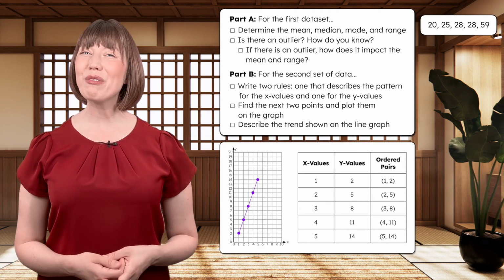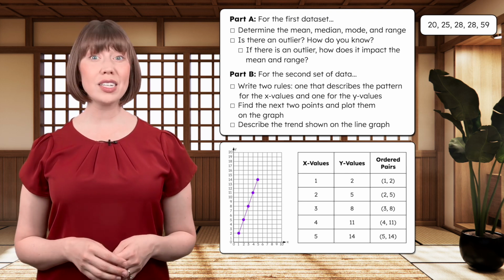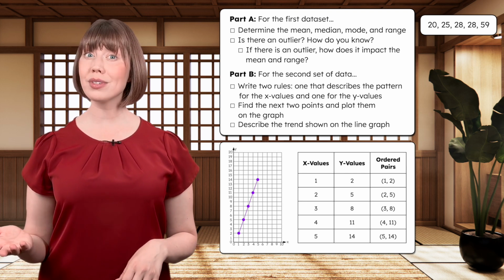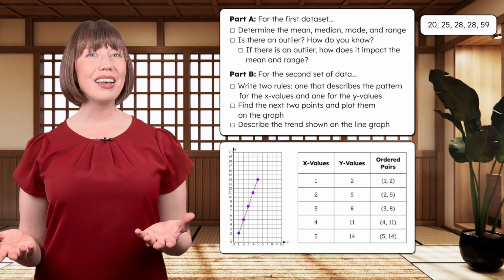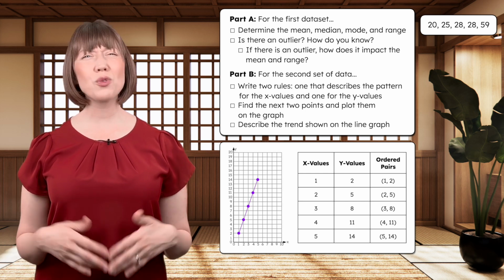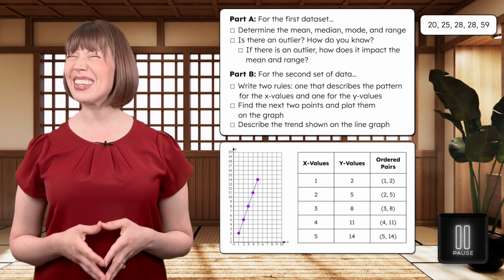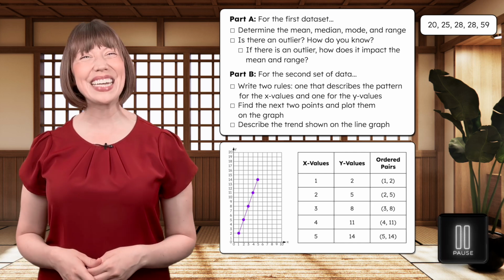Part B. For the second set of data, write two rules, one that describes the pattern for the x values and one for the y values. Find the next 2 points and plot them on the graph. Describe the trend shown on the line graph. Grab your guided notes and get to solving. You've got this!